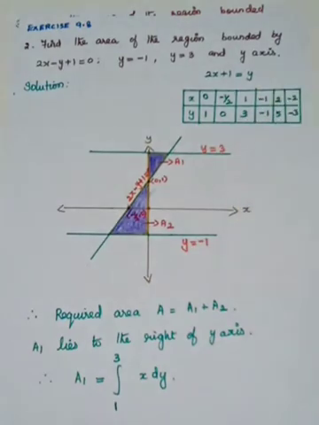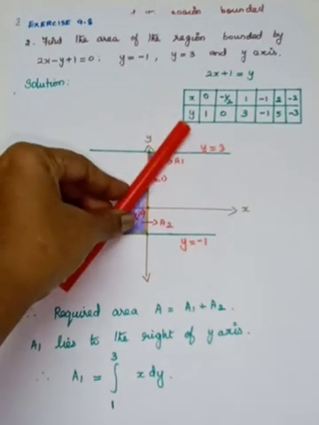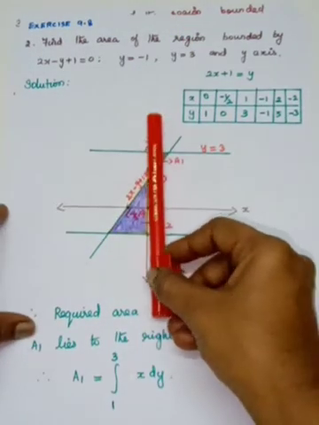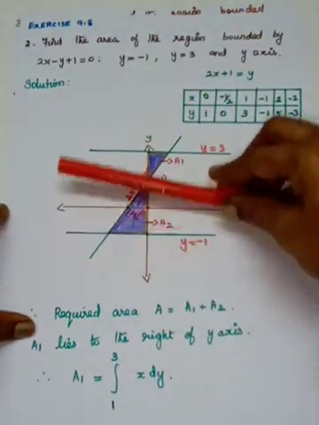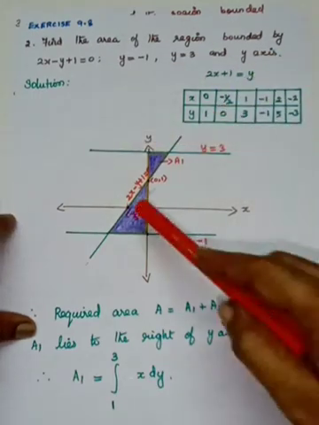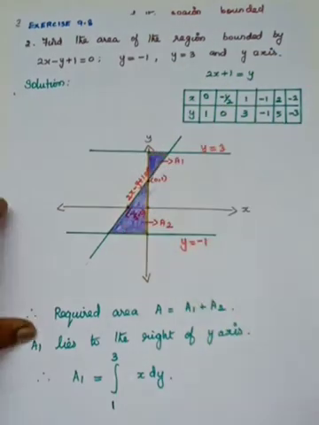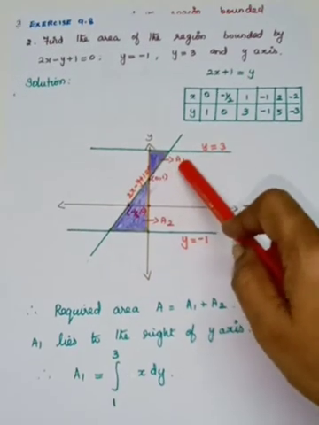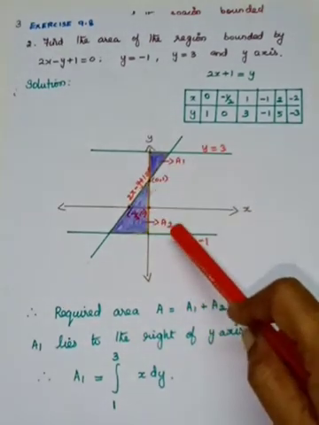See that the area is bounded by the line, the y-axis, y is equal to minus 1 and y is equal to 3. So these 2 triangles will come. Call this area A1 and this area A2.